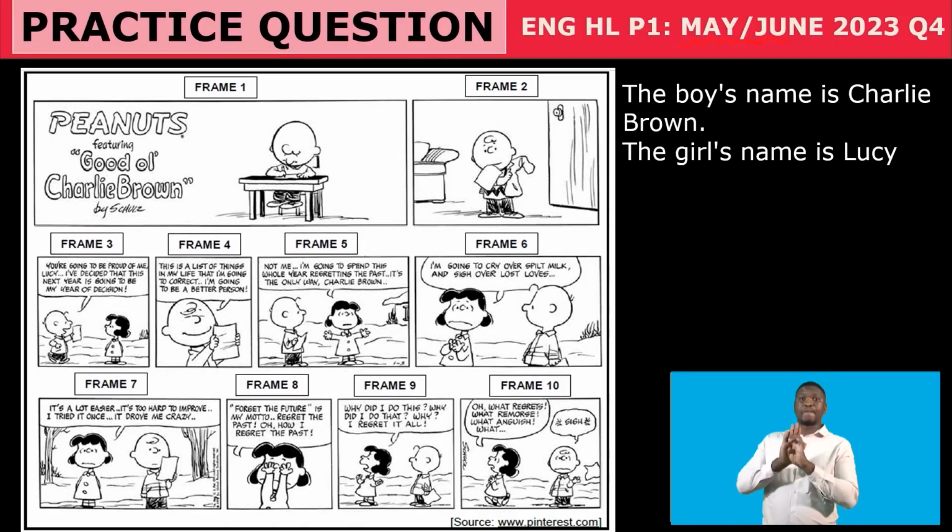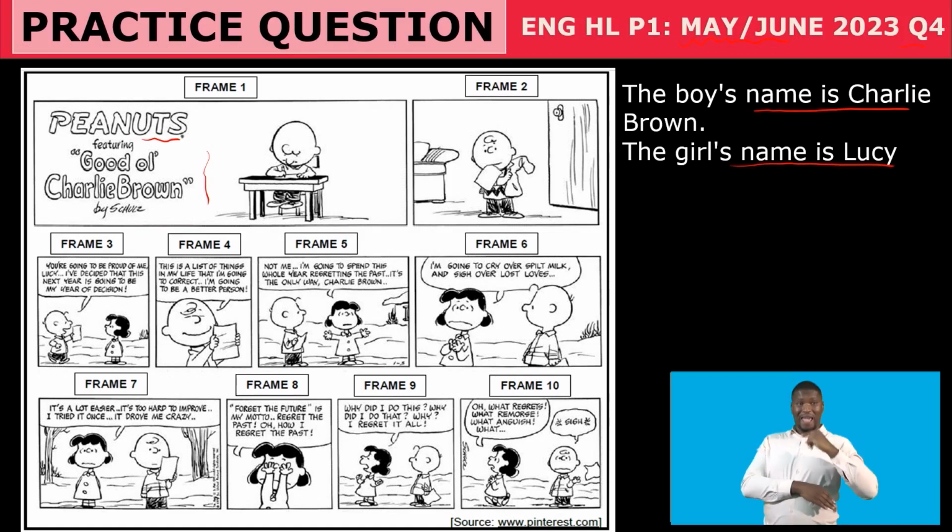Welcome back, grade 12s. Let's continue with our lesson on cartoons and how to analyze them. The next question we're going to use is the May-June paper 1, and this is question 4. We have a Peanuts cartoon featuring good old Charlie Brown. A note on the side, the boy is Charlie Brown and the girl's name is Lucy.